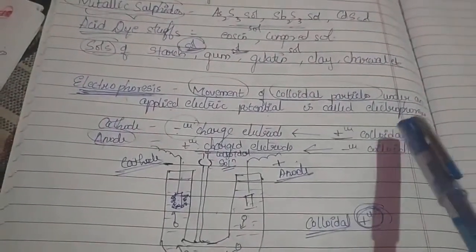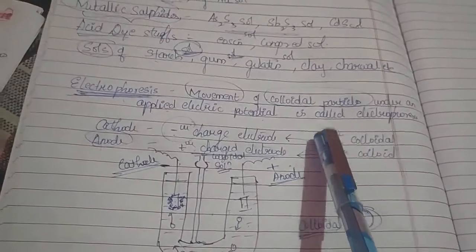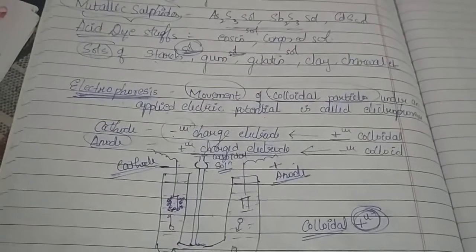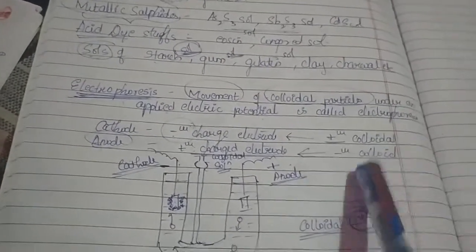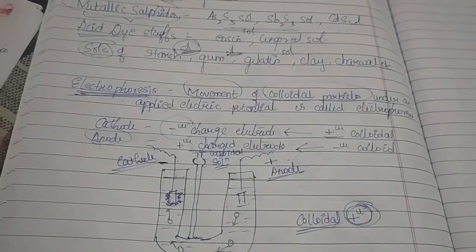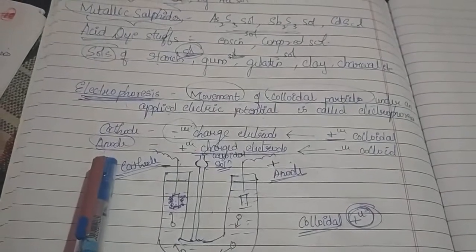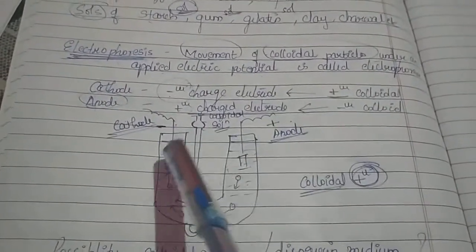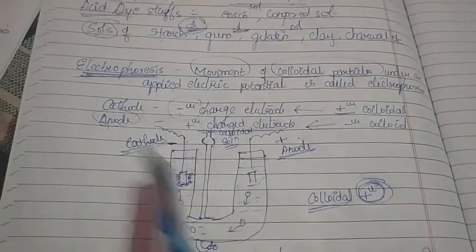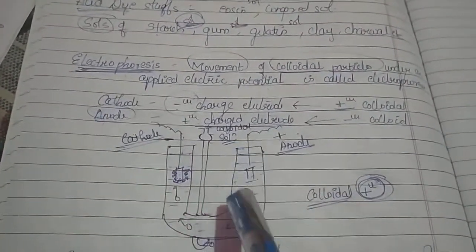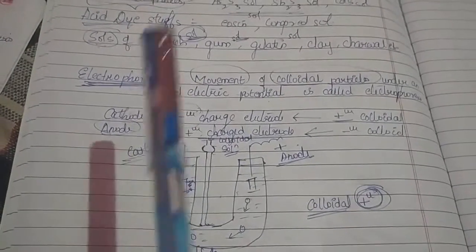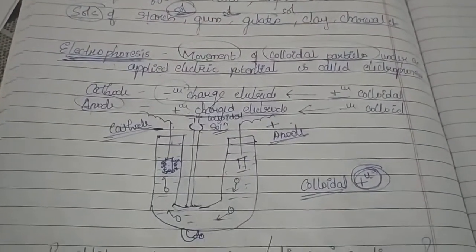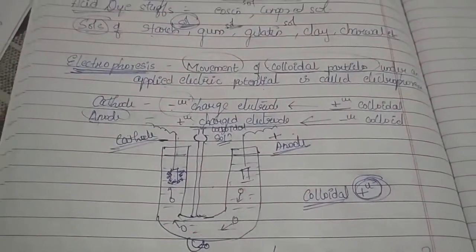In case your colloid is a positively charged colloid, it will go and form a precipitate at the cathode, being a negatively charged electrode. Similarly, if your colloidal particle is negatively charged, of course it is going to move towards the anode and form a precipitate over there. So depending upon which electrode it precipitates on, we will be able to say what charge your colloidal particle has.